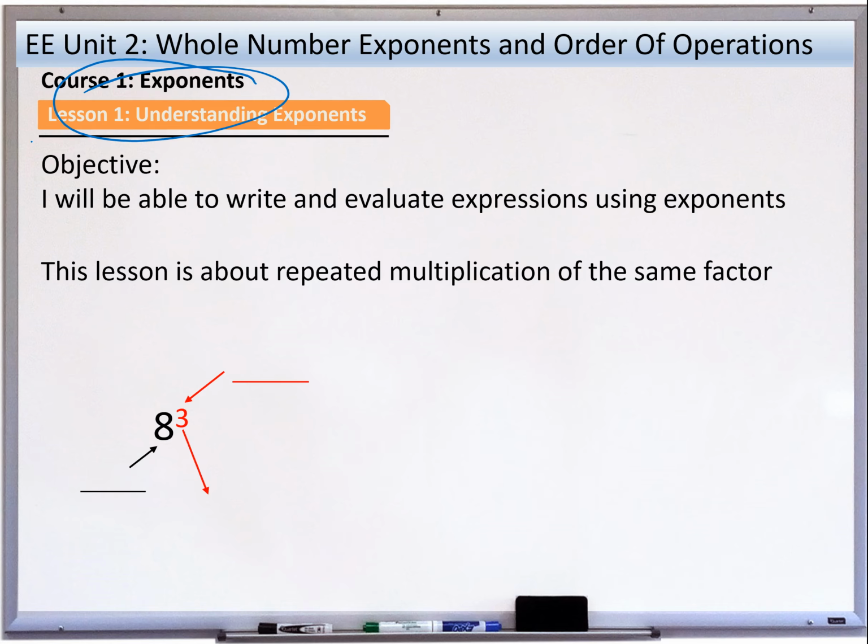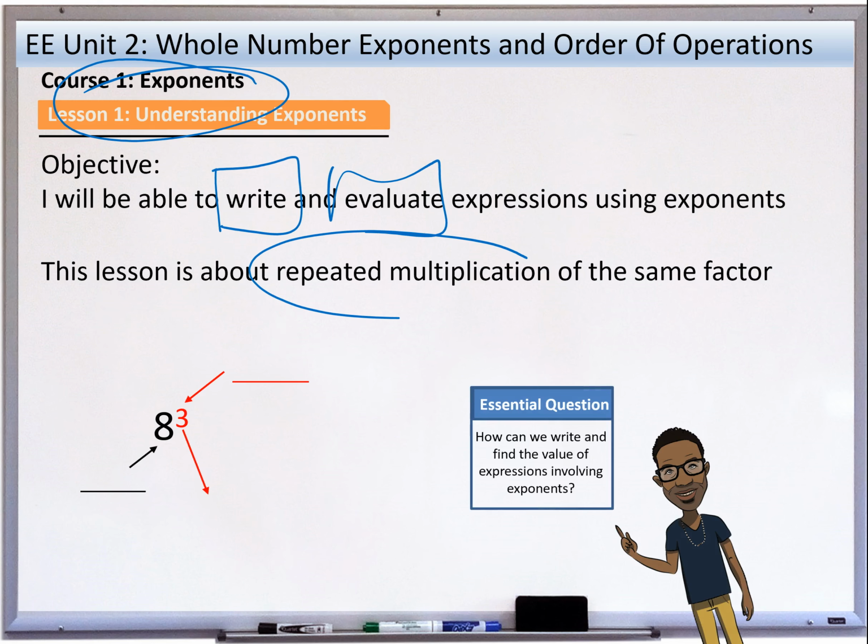Our objective is you'll be able to write and evaluate expressions using exponents. This lesson is really about repeated multiplication of the same factor. That's what exponents are. All right, so our essential question is how can we write and find the value of expressions involving exponents?